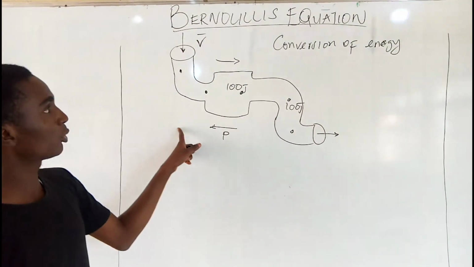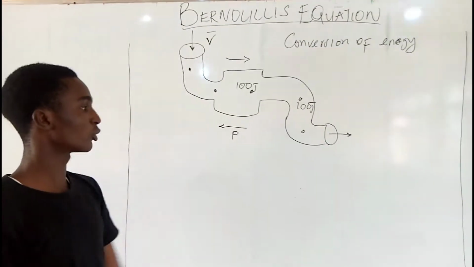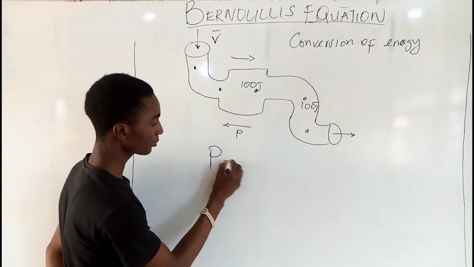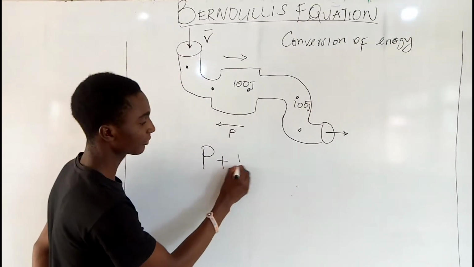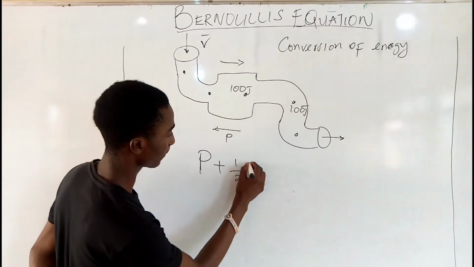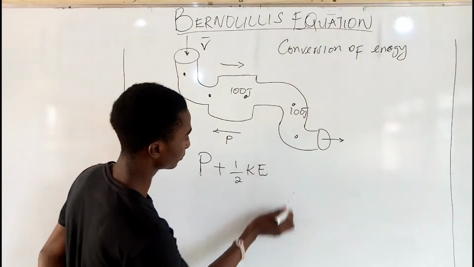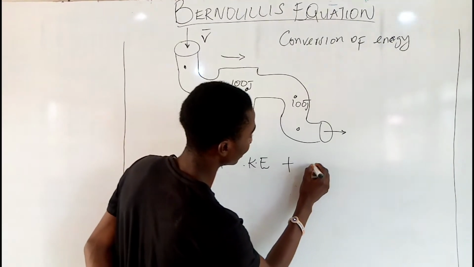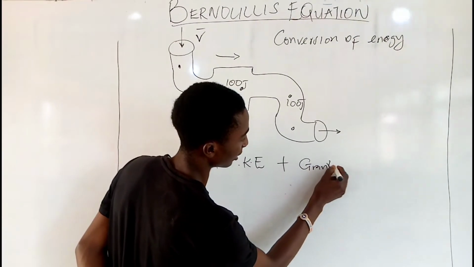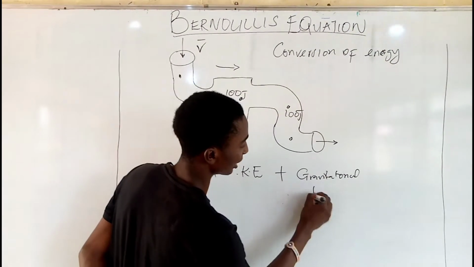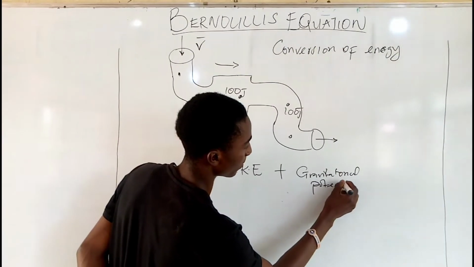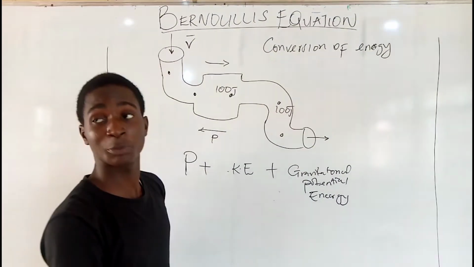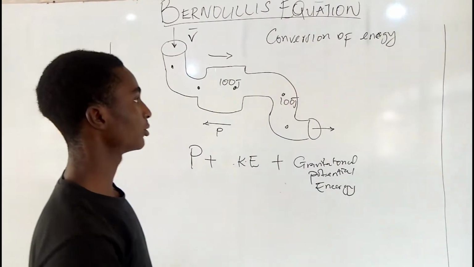Now, we want to get Bernoulli's equation. In Bernoulli's equation, we deal with pressure plus the average kinetic energy, or the kinetic energy, and the gravitational potential energy. So this will be a shorter way to derive Bernoulli's equation.